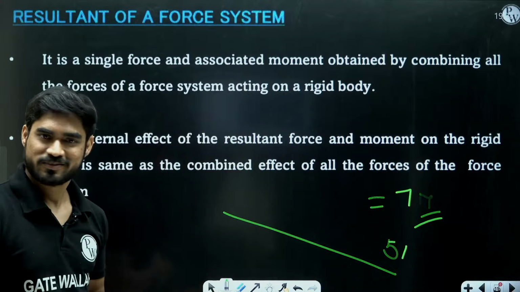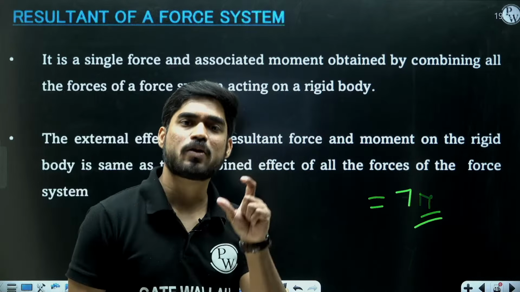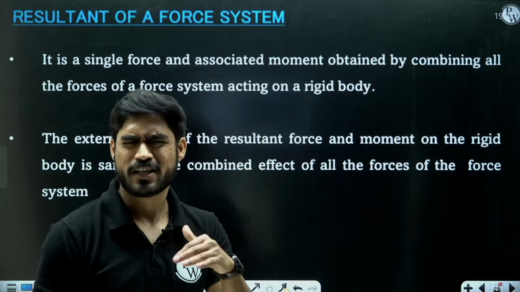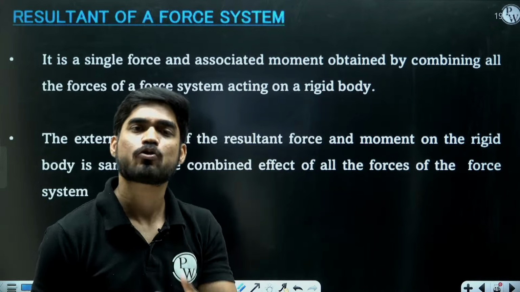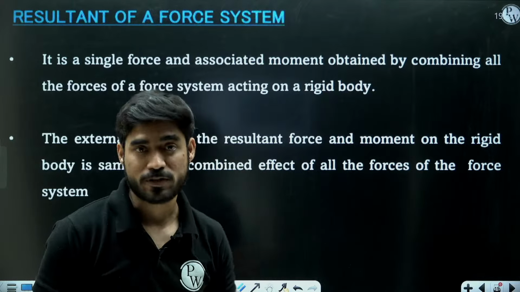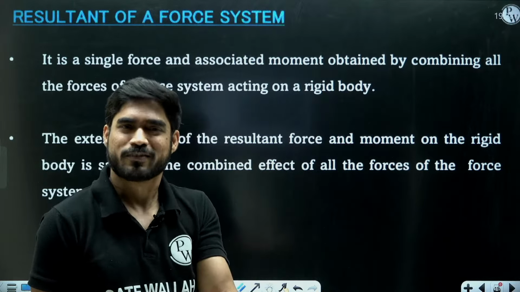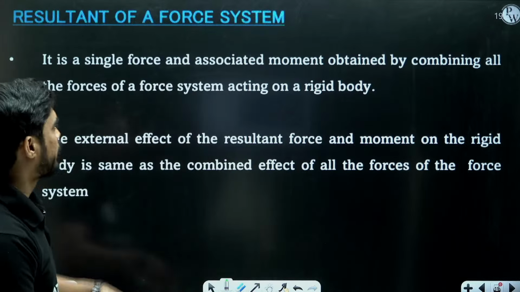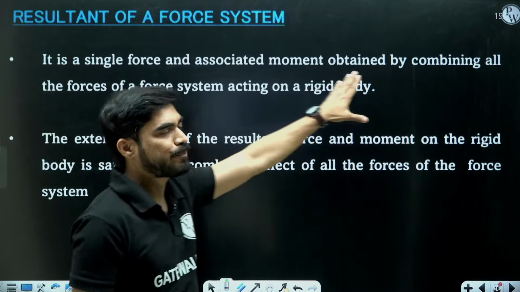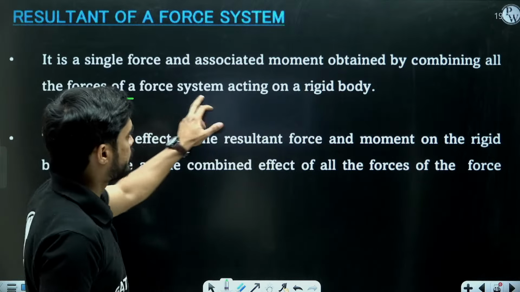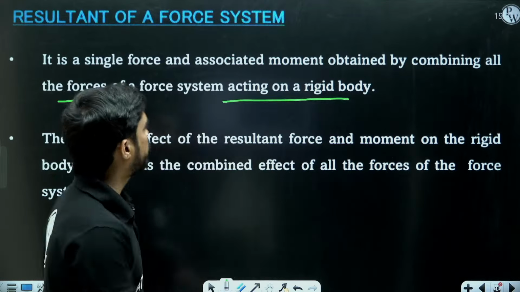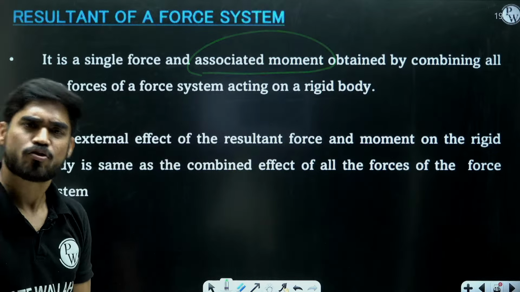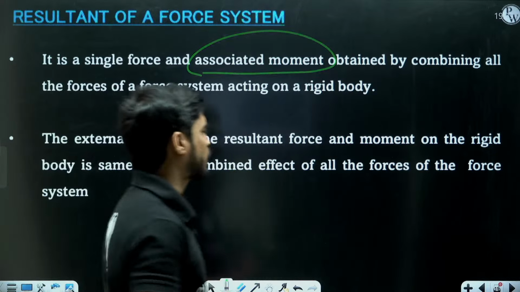No. So, day before yesterday, we saw how to find the vector sum of two forces, right? So that was resultant only. If you are adding vectors, it is known as resultant, okay? So resultant is a single force obtained by combining all the forces of a force system acting on a rigid body. Now what do we mean by this associated moment? What do we mean by this associated moment? Now let me explain this, okay?